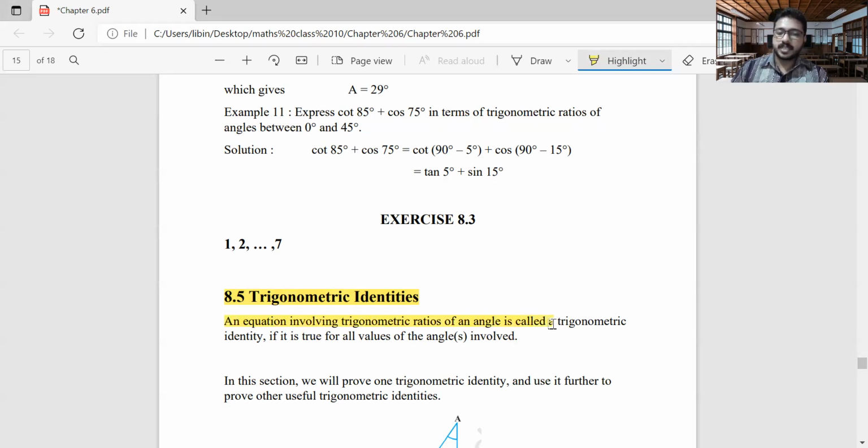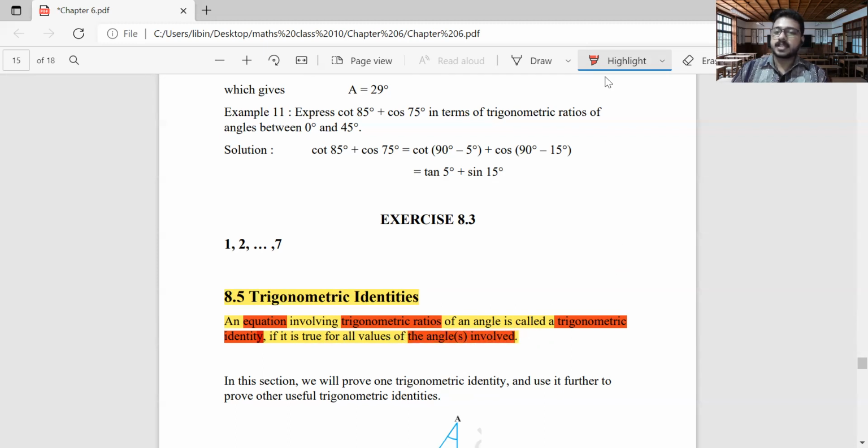An equation involving trigonometric ratios of an angle is called a trigonometric identity if it is true for all values of the angles involved. So what are the important words here? First of all, it's an equation. Then it involves trigonometric ratios. When can we call it a trigonometric identity? If it is true for all values of the angles involved.